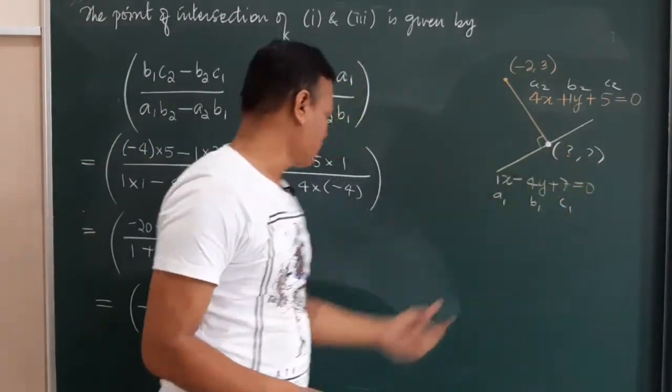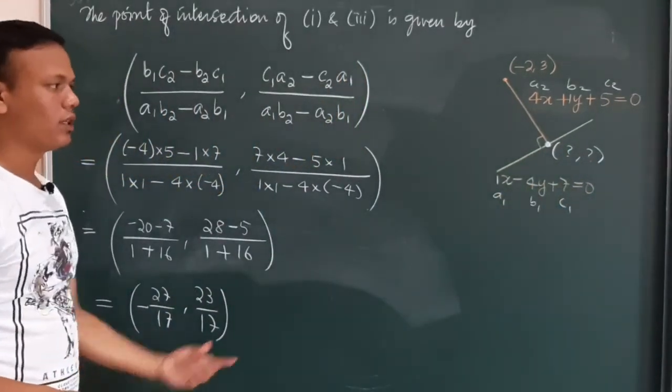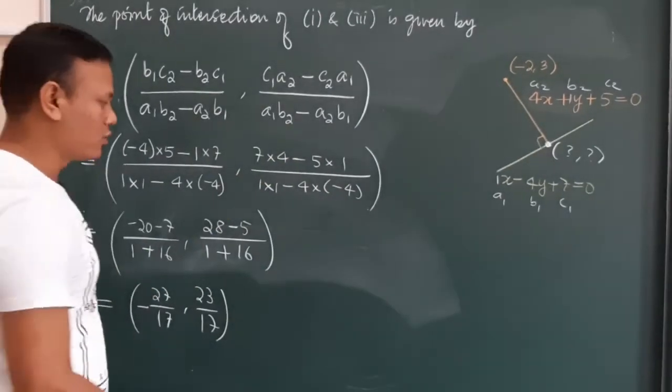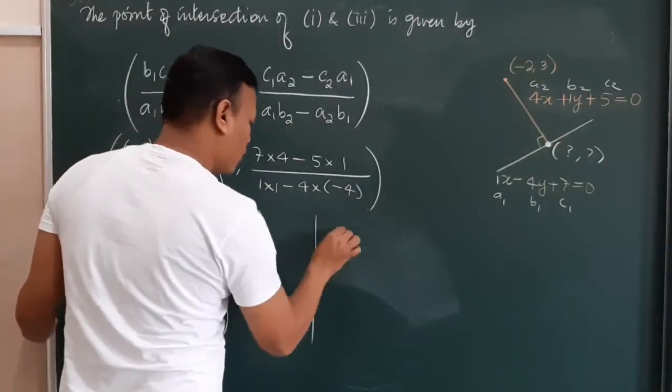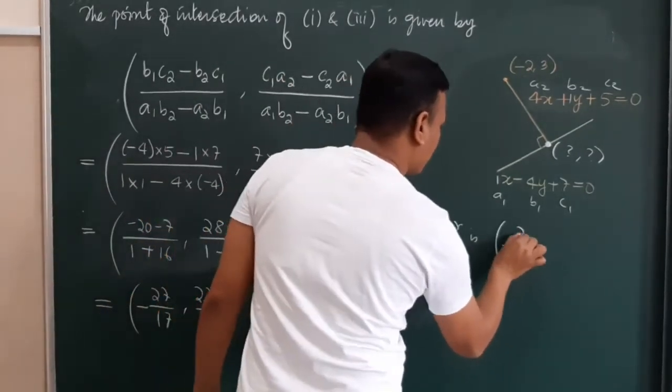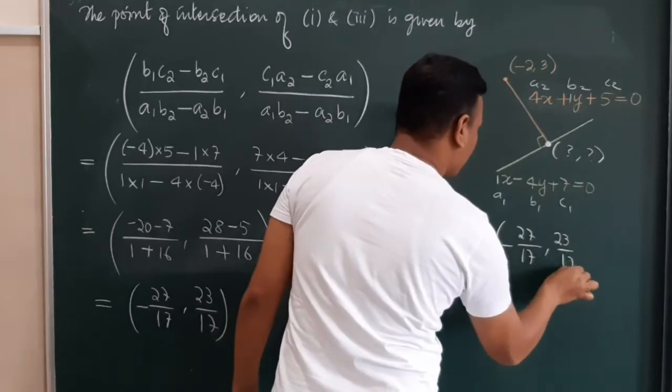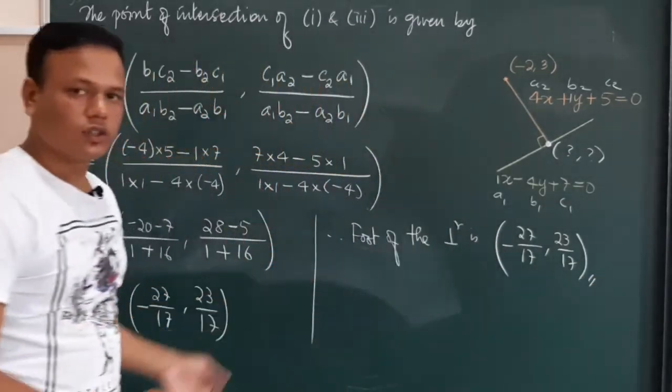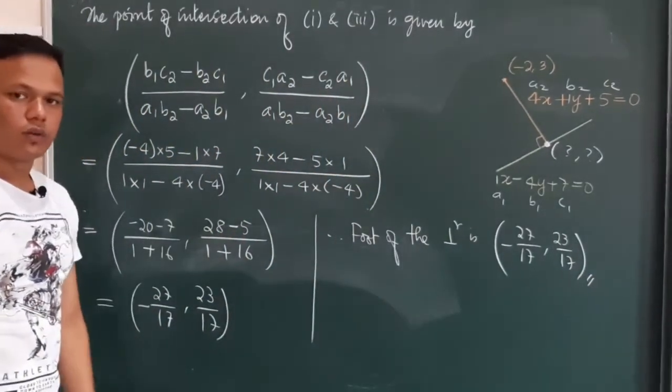So this point is how much? This much, and this will be the foot of the perpendicular. All right, so at last you write, therefore the foot of the perpendicular is -27 by 17, comma 23 by 17. So this will be my answer for this particular question. You may pause the video to note down.